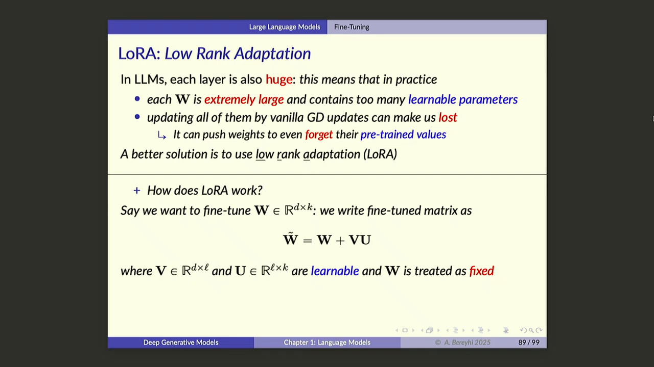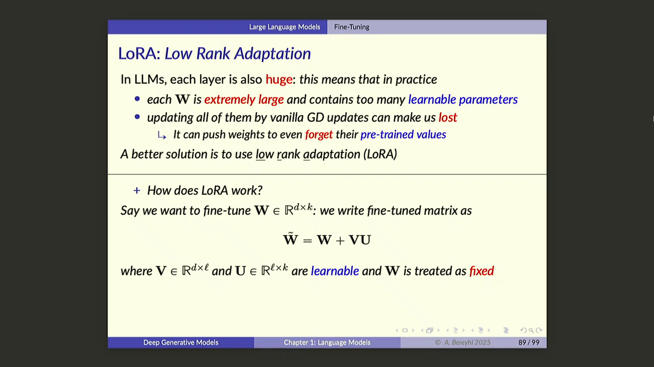So V times U has exactly the same dimension as W and W tilde. But the point is that both together have fewer parameters, correct? Because if I think of this to be very tall and this to be very fat, then they're going to be one order of scaling less as compared to that one, right?